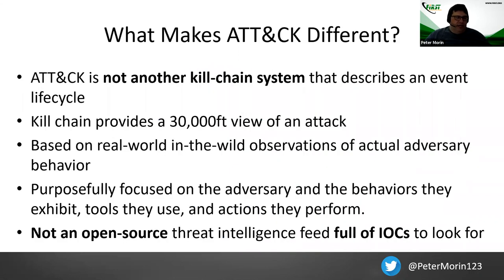As I mentioned, a kill chain provides really a 30,000 foot view of an attack. The ATT&CK framework is based on real-world, in-the-wild observations of actual behavior. So not just the indicators of compromise, but specifically the behavior of that attacker. It's purposely focused on the adversary and the behaviors they exhibit, and also the tools they use and the actions they performed. It's not an open source threat intelligence feed full of your IOCs. Again, I want to be clear. I'm not advocating that we get rid of indicators of compromise. We still need them, but we really need to focus on understanding the behavior of the attacker in our environment.